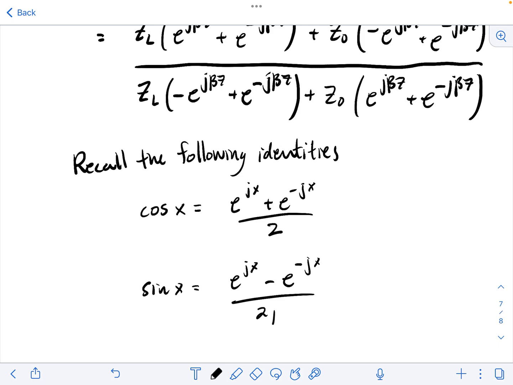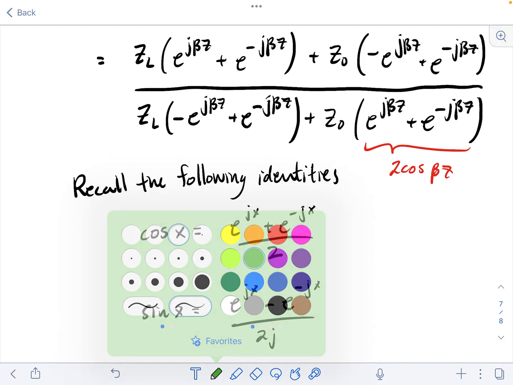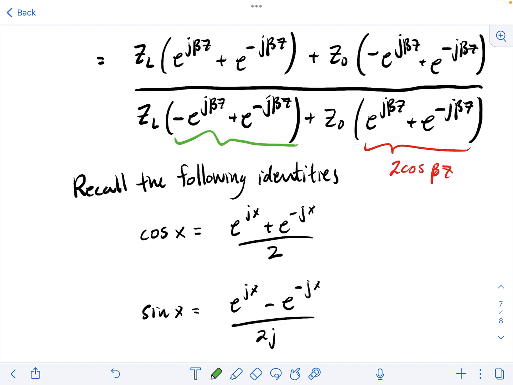And so what that means is if we look at these terms that are in the brackets here, we could recognize a couple of things. We have e to the j beta z plus e to the minus j beta z. That's equivalent to 2 cos beta z. And then over here we have e to the j beta z minus e to the minus j beta z, so that looks like 2j sine beta z, with the sign as it appears in the expression.